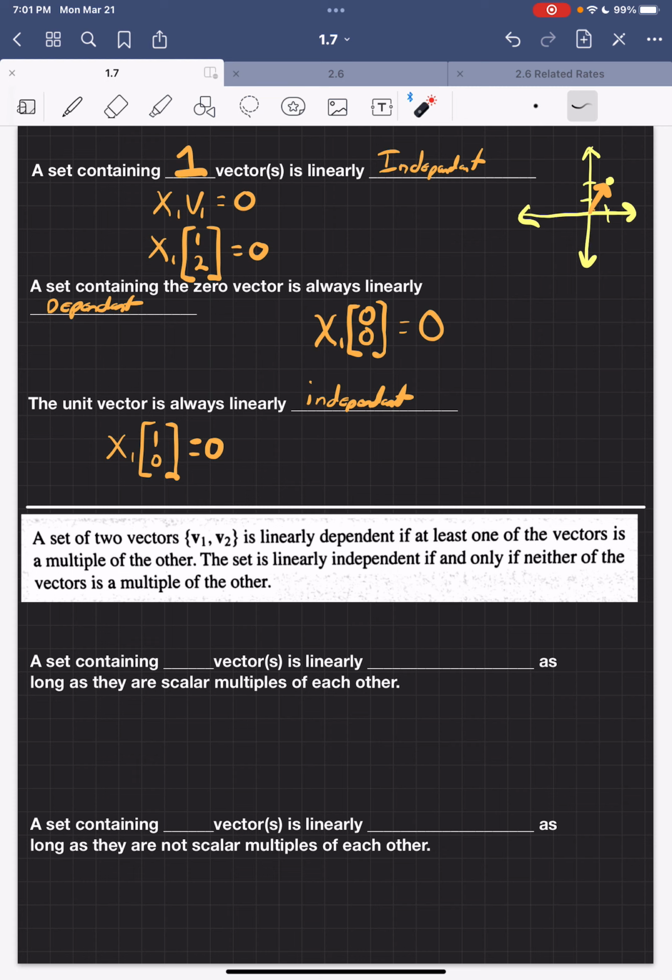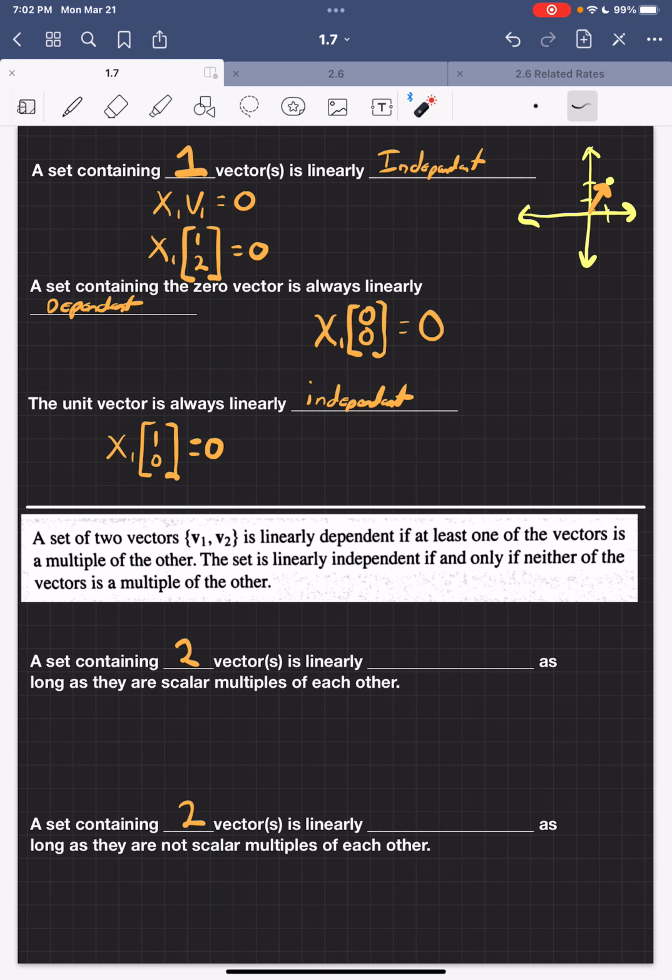so where we left off, I was getting ready to discuss. We had discussed basically linear independence, dependence with sets of one vector. We discussed it with the zero vector. We discussed it with the unit vector. I wanted to get into a set containing two vectors, right? So if a set contains two vectors, how would we discuss linear independence versus linear dependence?